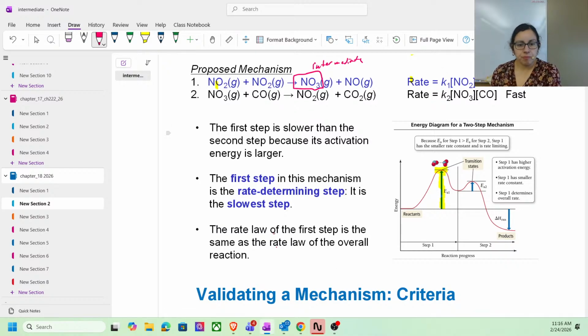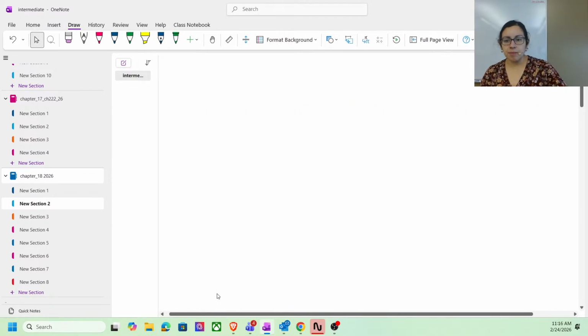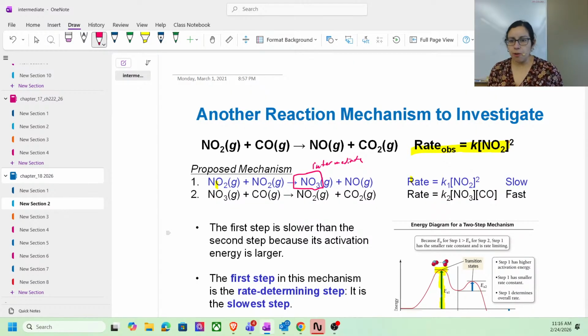And now we have to verify this. The key here is that the rate law of the first step is the same as the rate law of the overall reaction. I know they've written it out for us, but that's what we're checking here. Looking at our proposed mechanism, if this is a slow step, it's just dependent upon these two equivalents of NO2 reacting with each other. That gives a second order with nitrogen dioxide, which does match our observed rate law.